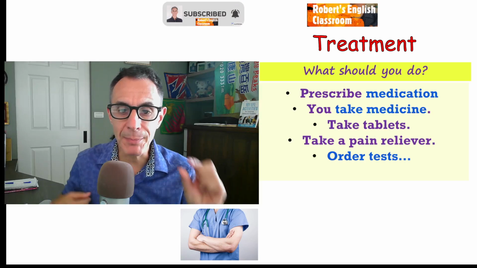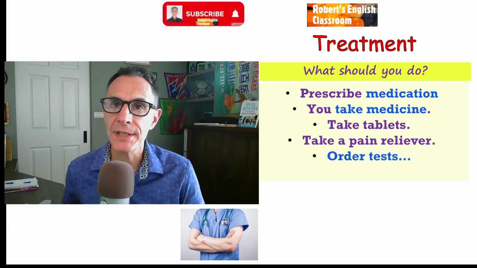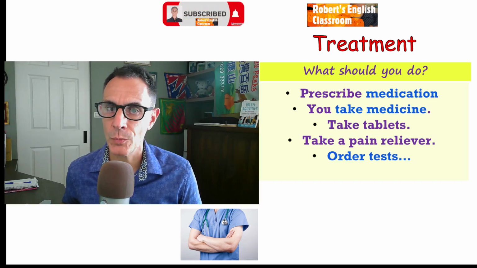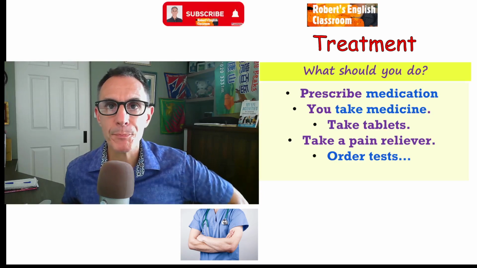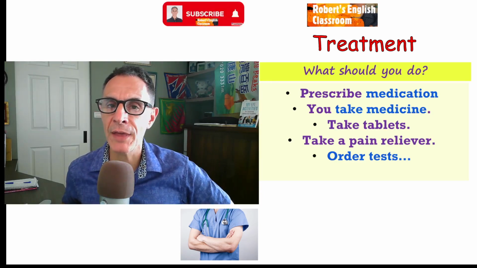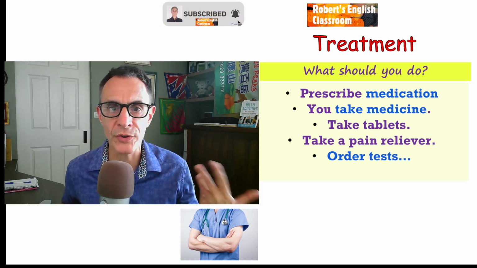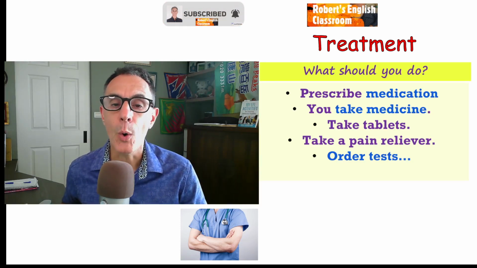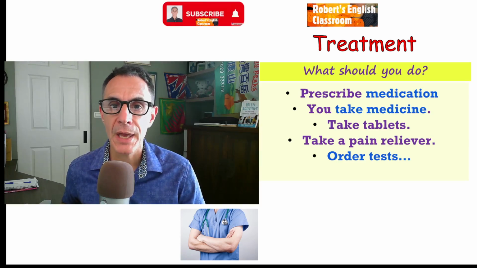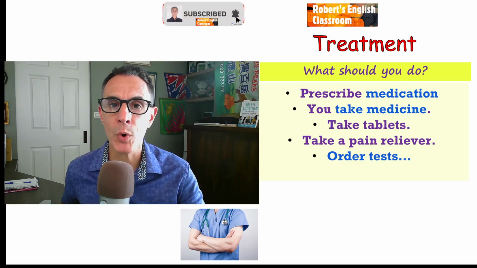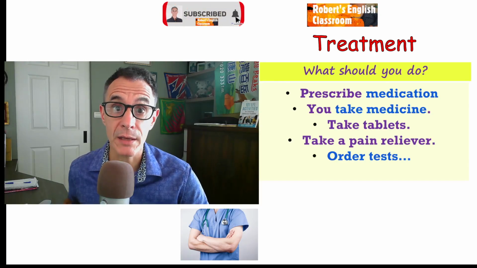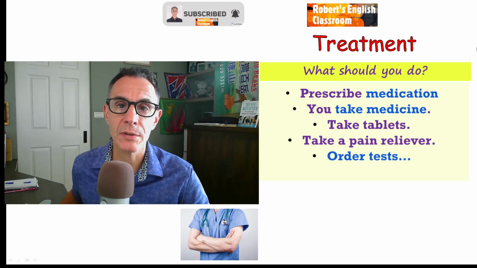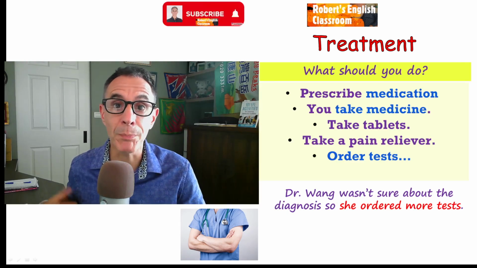You can take some tablets, little round tablets. You could take a pain reliever, which makes your pain go away. But if there's no medication and the doctor is not sure what's wrong with you, he might order tests. That means he wants to do some more tests to see what's wrong. This could be an X-ray. This could be an MRI to check your body out more carefully. It could be a blood test too.